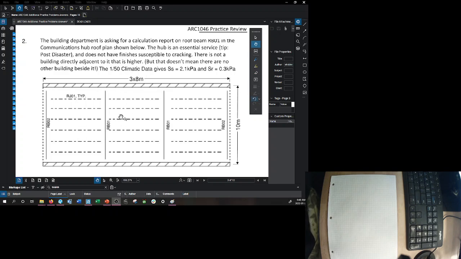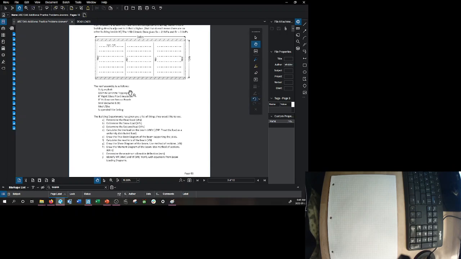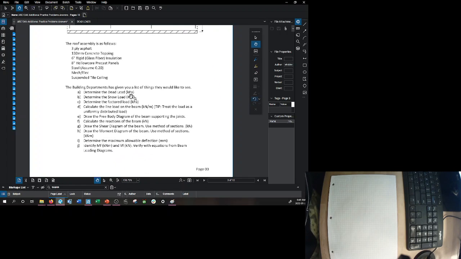Now normally we would need to make sure that the factored shear and the factored bending are less than the reduced capacity shear and moment for a particular beam here. We only know how to do half of this. So we need to find the internal loads on this beam. So what else have they told us? Let's see exactly what they've asked for.